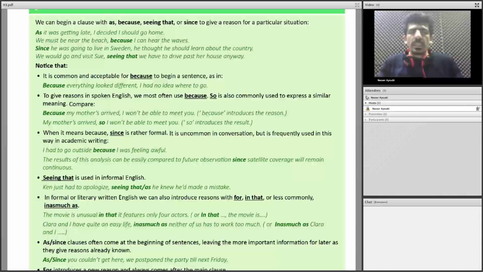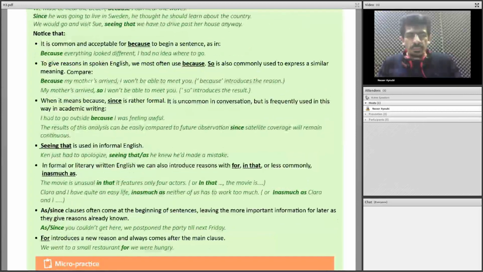Well, notice that it is common and acceptable for because to begin a sentence. As we mentioned before, we normally use as and since to begin a sentence. But it is acceptable also to use because and seeing that and seeing as to start the sentence. Because everything looked different, I had no idea where to go.